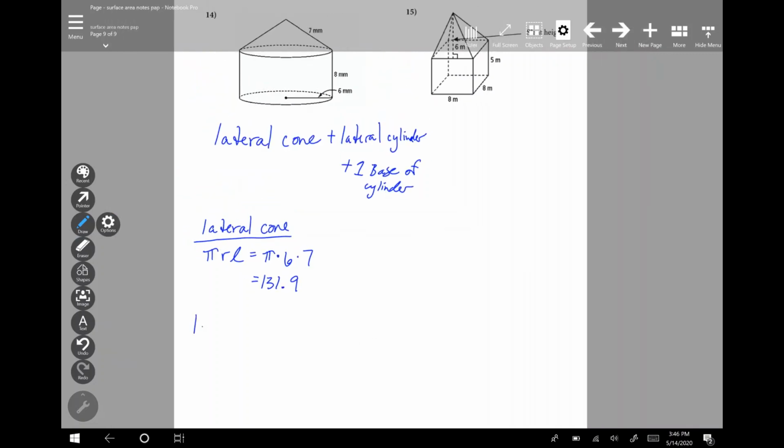Now the lateral for the cylinder, that's 2 pi r h. And again, I've got these kind of in my head. If you need to look them up, they're all on that formula chart. So lateral of the cylinder. So 2 times pi times, and then my radius is 6, and then times the height, 8.